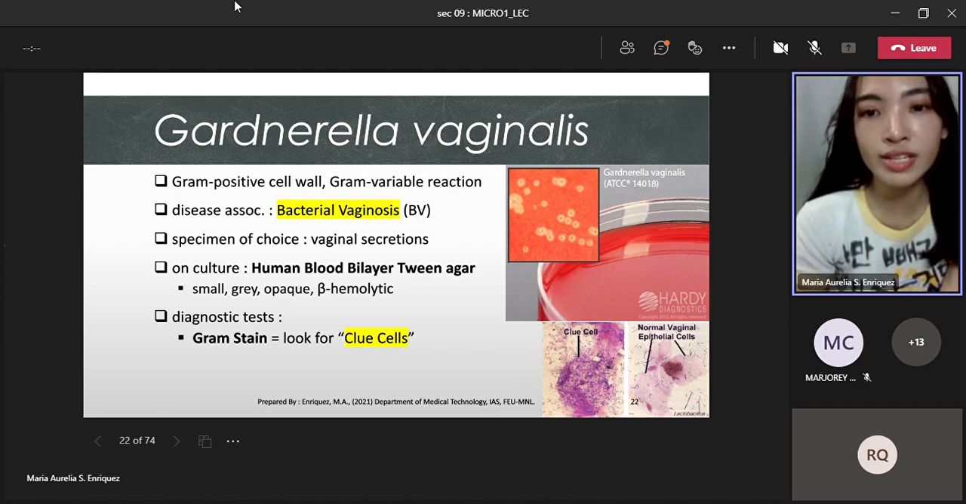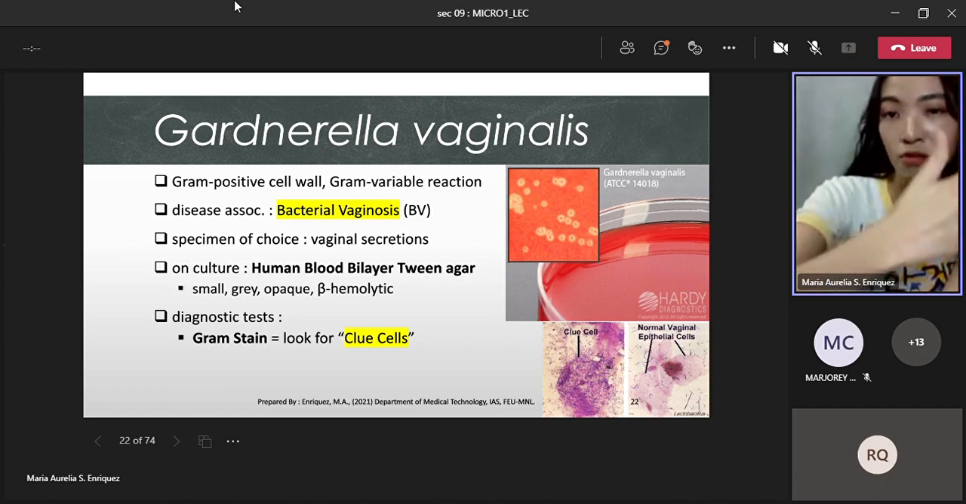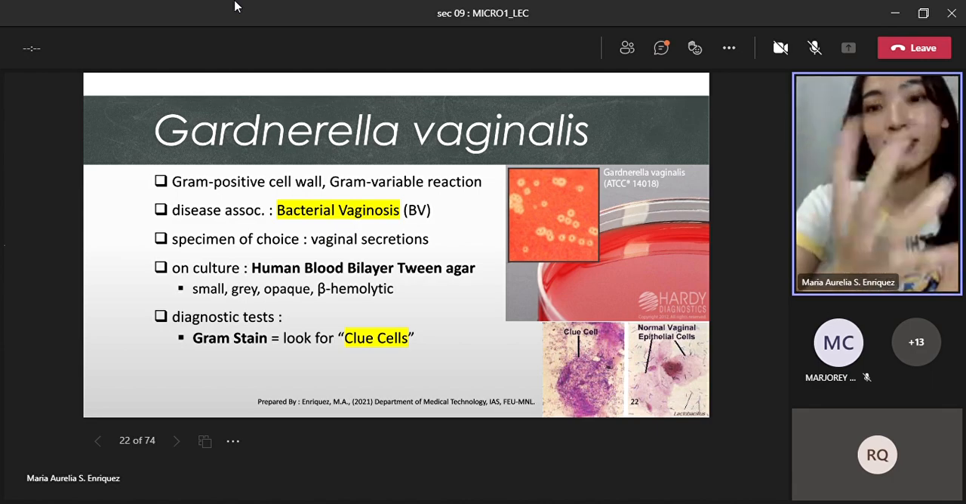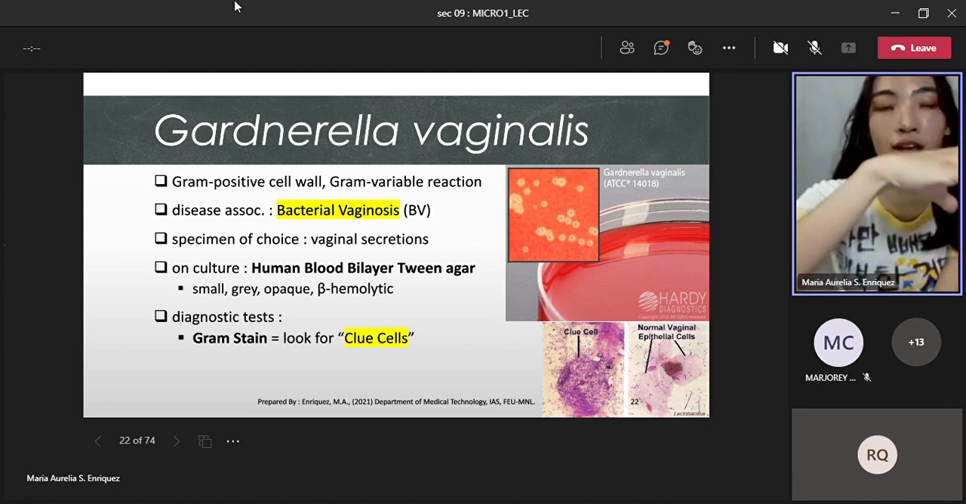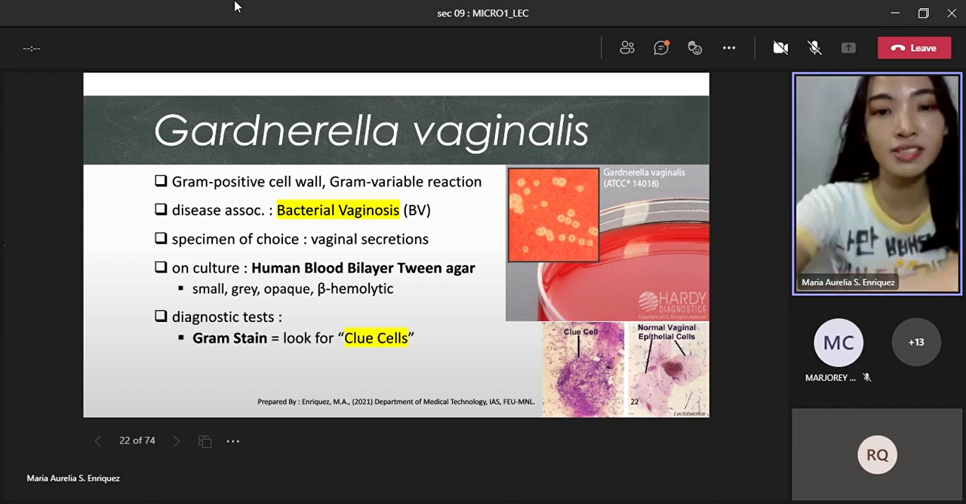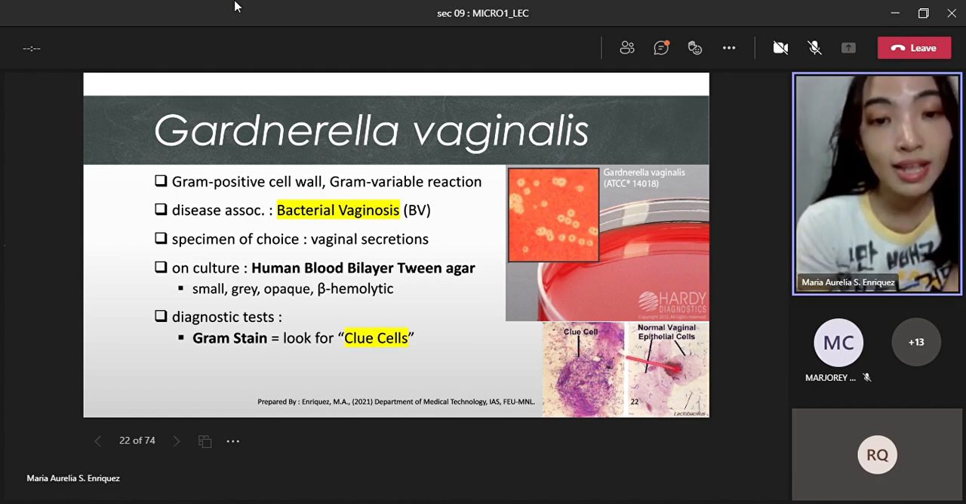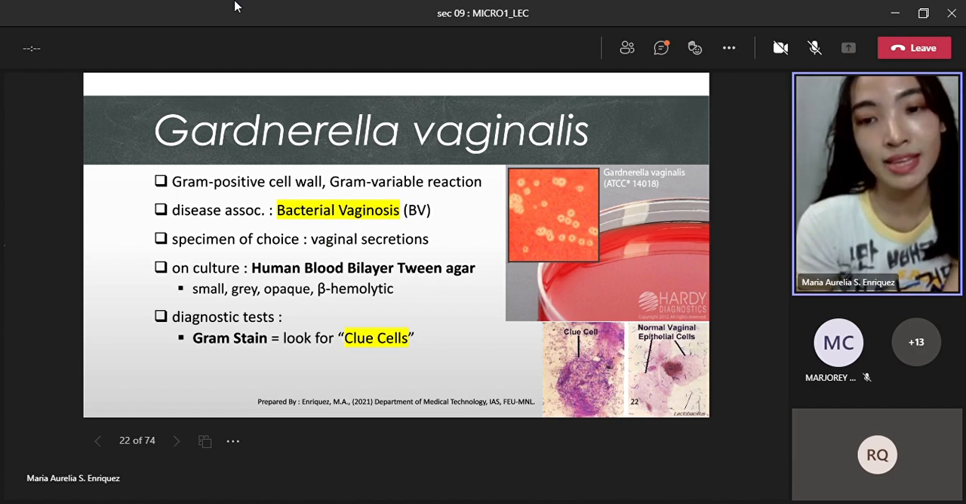Okay, minsan po, hindi lang basta sa edges nakakoncentrate yung bacteria. Minsan sobra yung overgrowth nila that the epithelial cell is totally covered in bacterial cells. Ayan po. So if we would compare, ito yung itsura ng isang clue cell and ito po yung itsura ng normal, healthy vaginal epithelial cells.